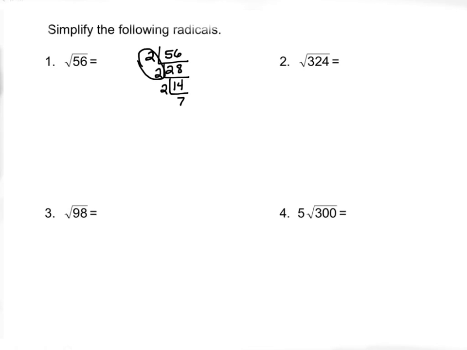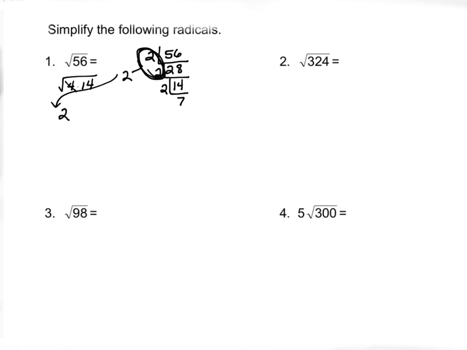Now, what that tells me is that 56 is the same as 4 times 14. And I can take the square root of 4. See this group right here that I'm looking at. 2 times 2 is 4, so the square root of that is 2. And that number that you take the square root of comes in front of the radical. So that 2 would go in front of the radical.